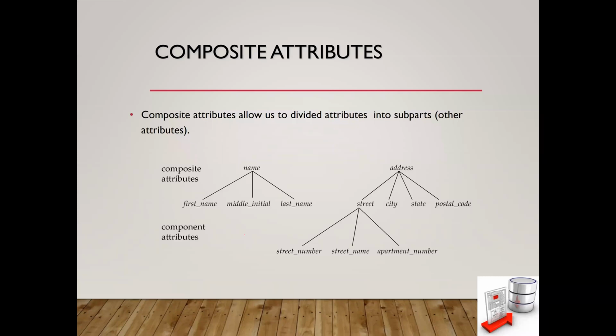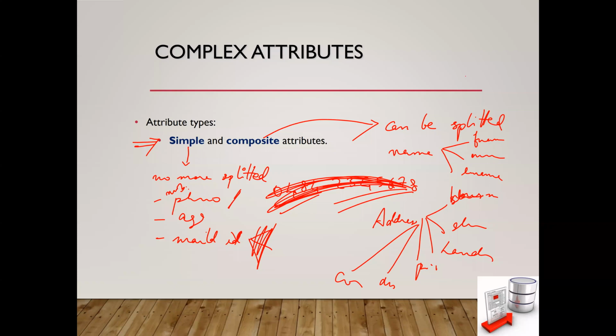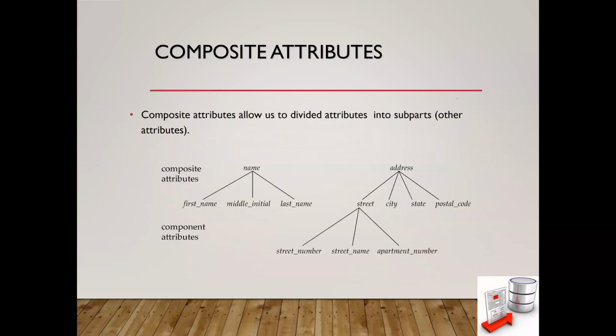Name, I can have it in first name, middle name, and last name. Address, I can have street, city, state, postal code. Street, again, I can have street number, street name, apartment number, and so on. So all these are examples of composite attributes where you can be dividing it into sub-parts or other attributes.